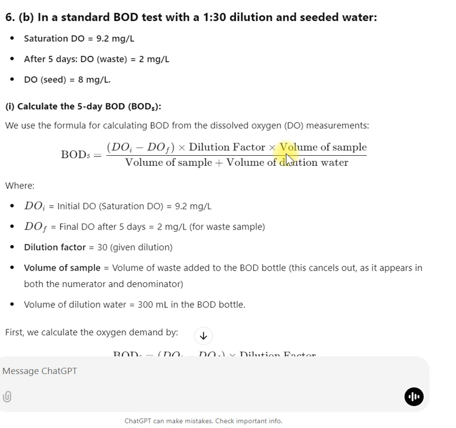We use the formula for calculating BOD from the dissolved oxygen DO measurements. BOD equals (DO initial minus DO final) times dilution factor, where the dilution factor equals the volume of sample plus the volume of dilution water, divided by the volume of sample.